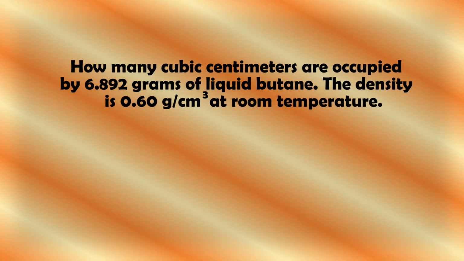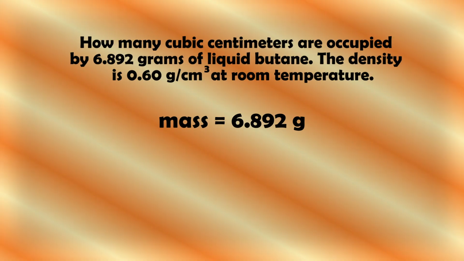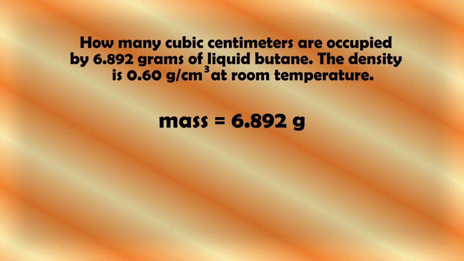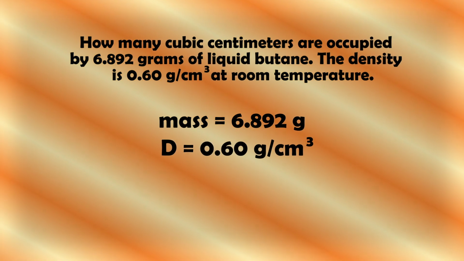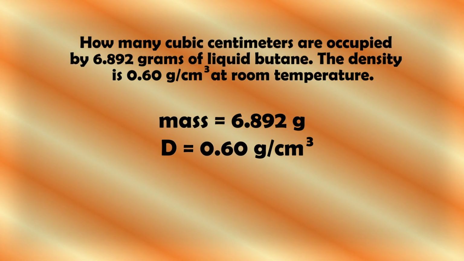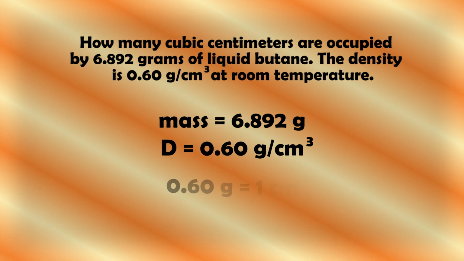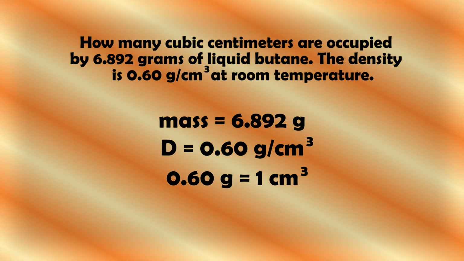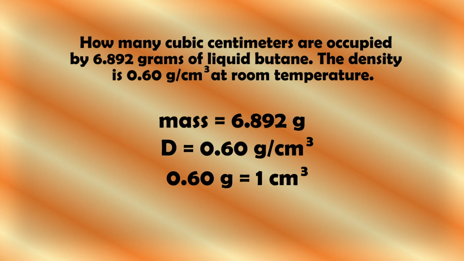Okay, so what were we given? We were given the mass, 6.892 grams, right? And we are given the density of butane as 0.60 grams per cubic centimeter. So you see how I took that density of butane and I made it into an equation. 0.60 grams is equal to 1 cubic centimeter. And the only thing we're talking about here is butane.